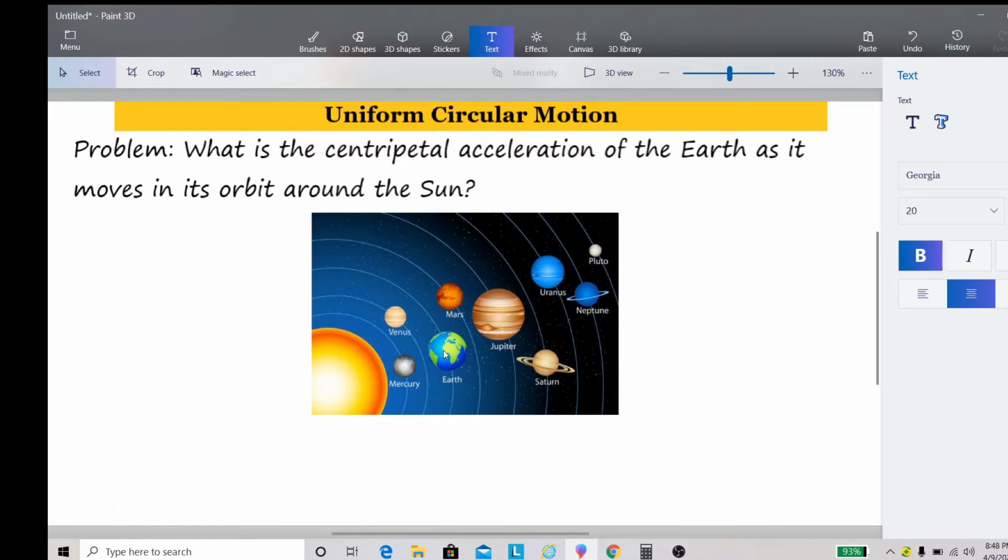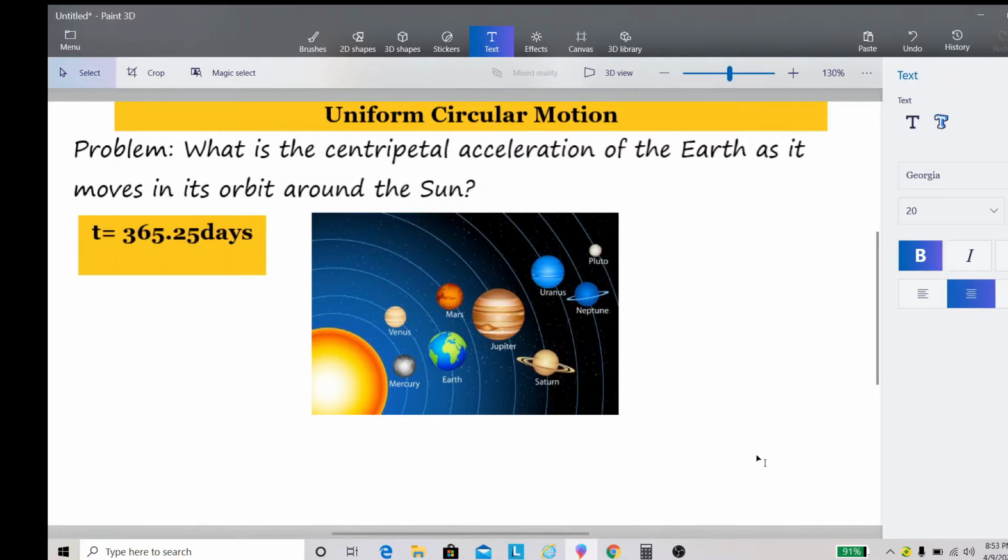Now, the Earth, if it started here, completes one full revolution within 365 and 1/4 days. So, what do we know? We know the time, t, is equal to 365.25 days. Now, how far is the Sun from the Earth?